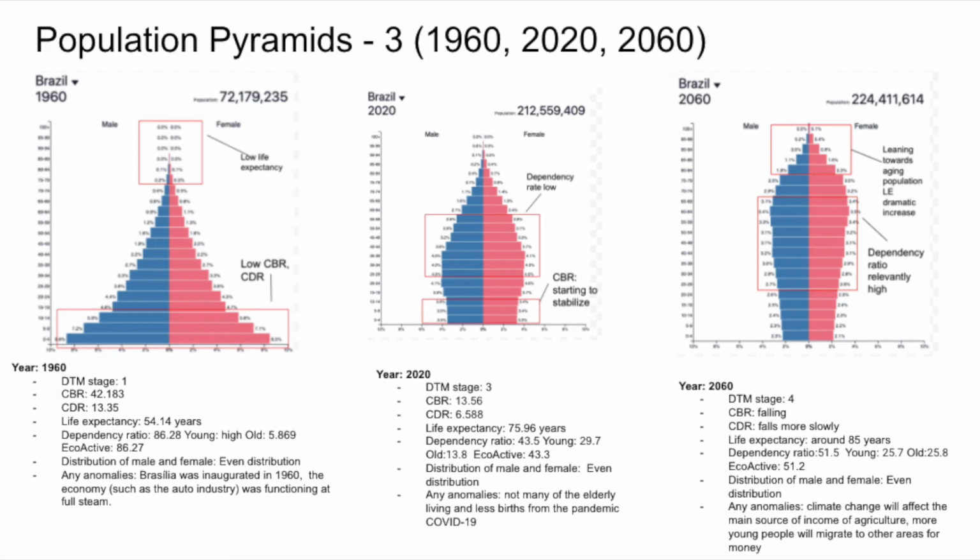In 2060, Brazil's CBR will be stable, as well as the population as a whole. It is shown that there is an increase in the population in the ages of 60 and above. This is from the large number of children that Brazil had in past years.